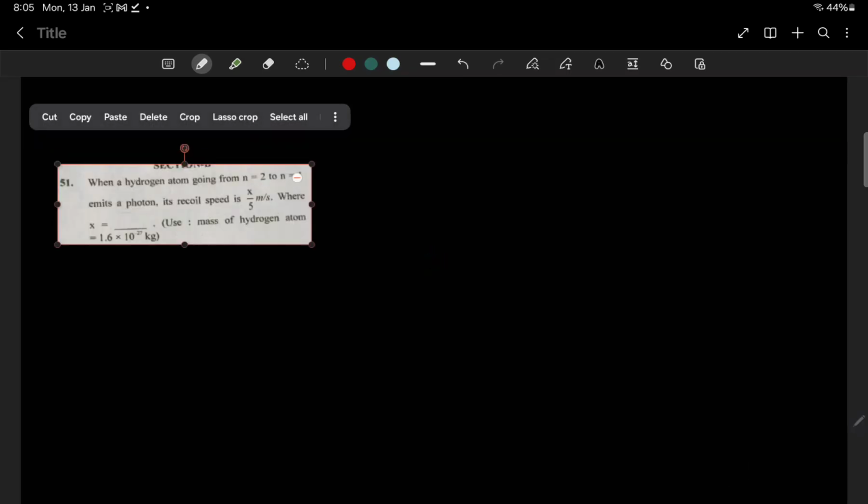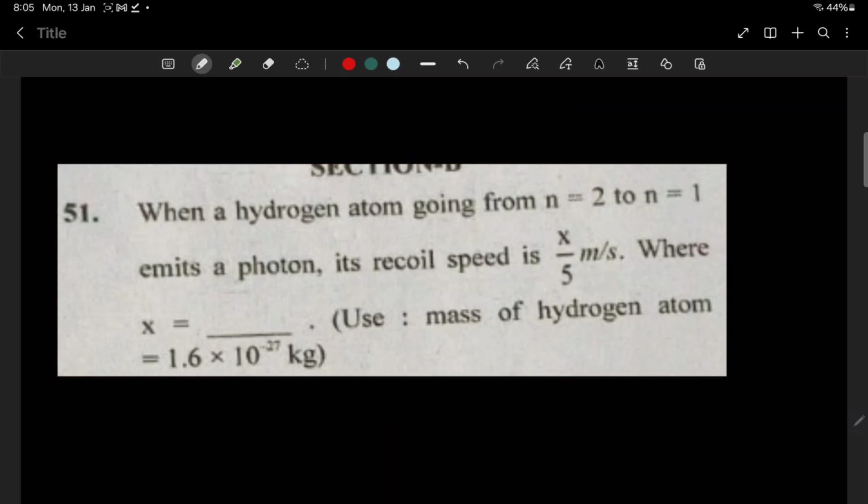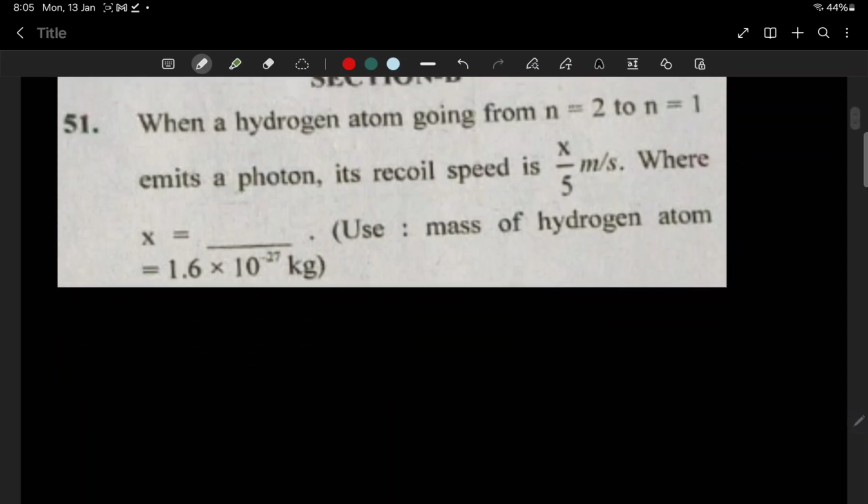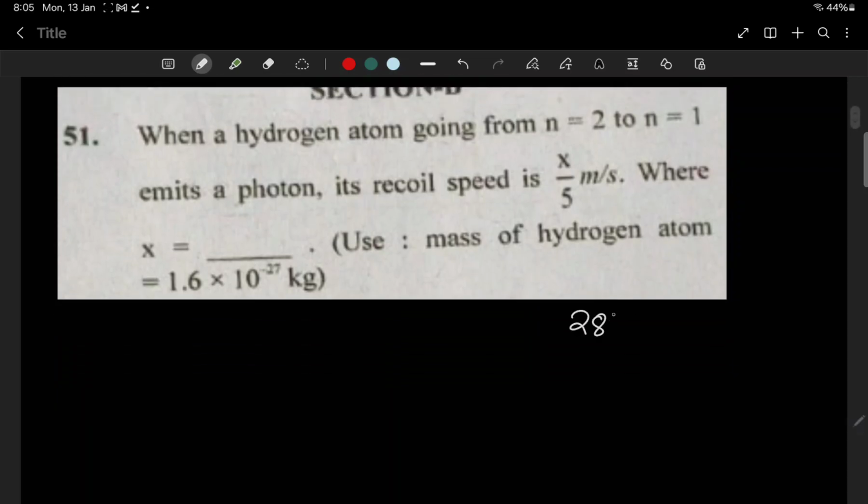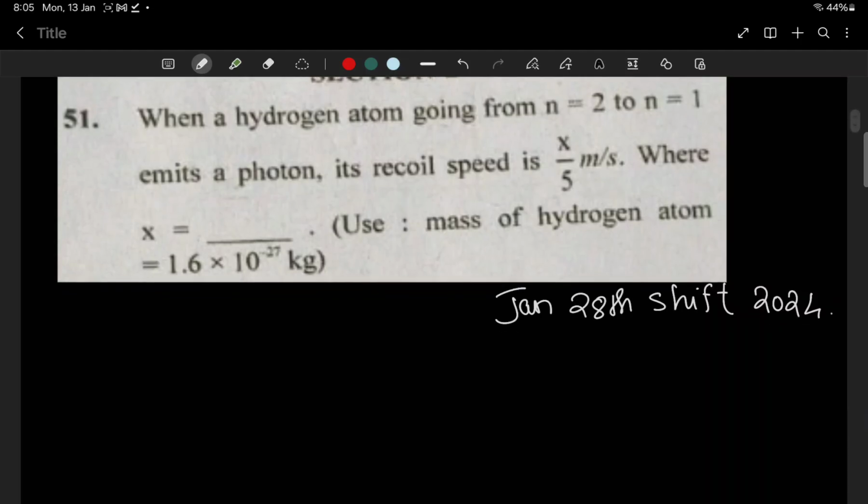These are some numerical questions from a specific shift of 2024. So this is from the January 28th shift of JEE Main 2024. This is the first question. So we'll be doing numerical questions. When a hydrogen atom goes from n equal to 2 to n equal to 1, it emits a photon.